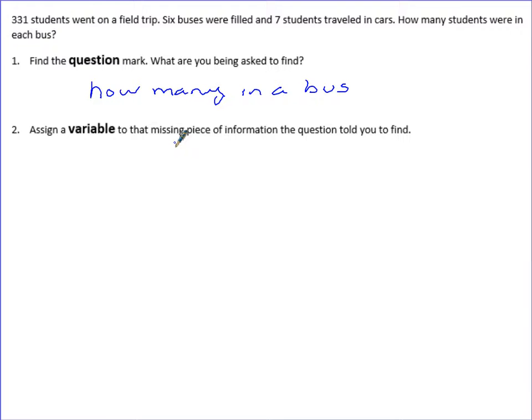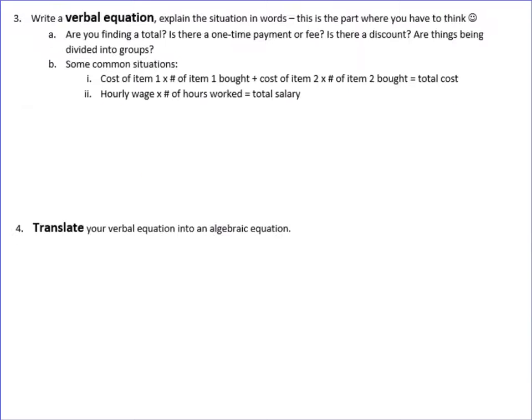So in algebra, when we don't know something, we assign it a variable. So I'm going to give it x. x equals number of students on a bus, because I don't know how many there are right now. So eventually when I get to writing my equation, x is going to be equal to the number of students on a bus. Alright, step 3, write a verbal equation.